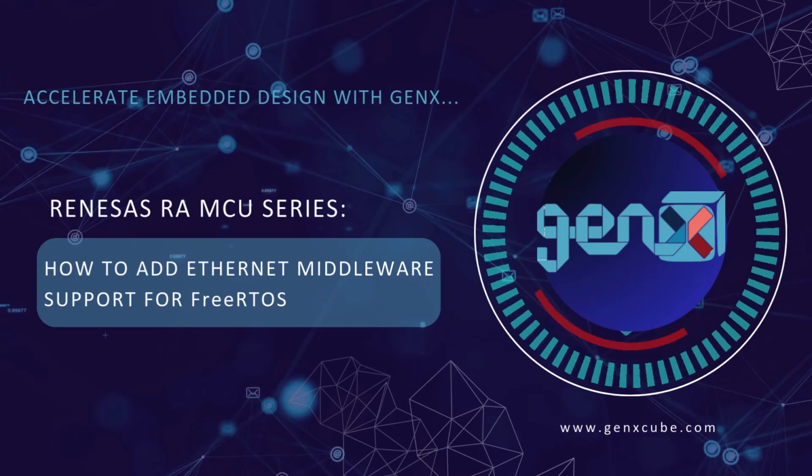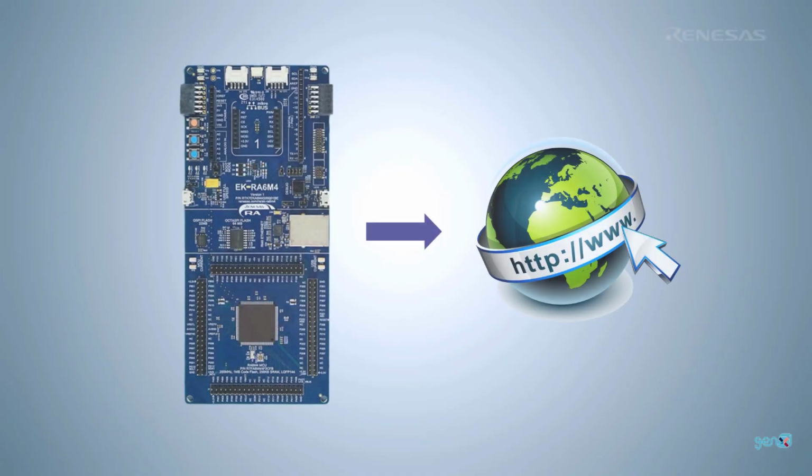Hello and welcome. Today we will get ourselves introduced to a function that requires an operating system on our board. The function that we have chosen is the Ethernet connection. Yes, you can use your RA board to connect to the internet.